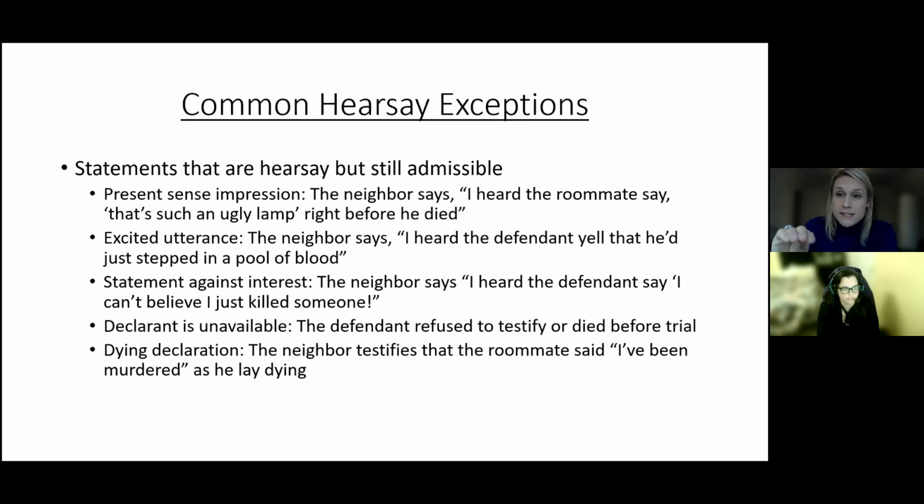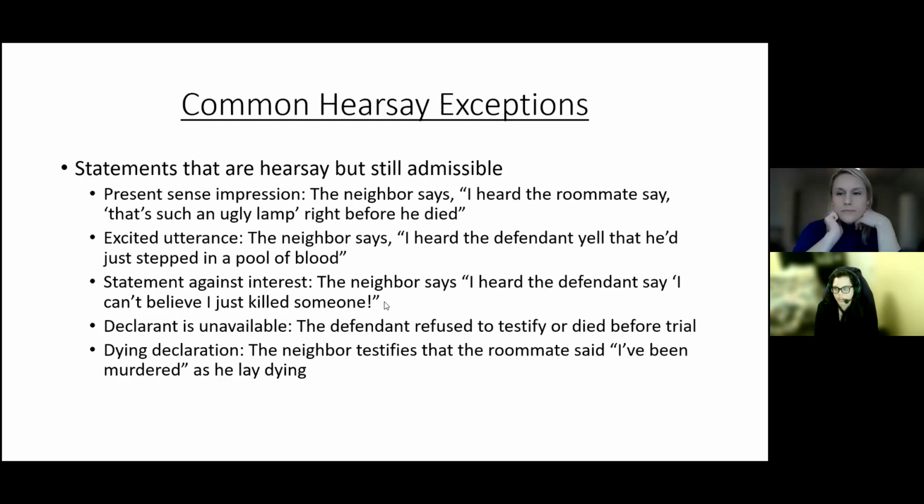The hearsay right here is the defendant's statement. That would be the out-of-court statement being offered for the truth, but it's an exception to hearsay because it's against the defendant's interest that they said it at all.